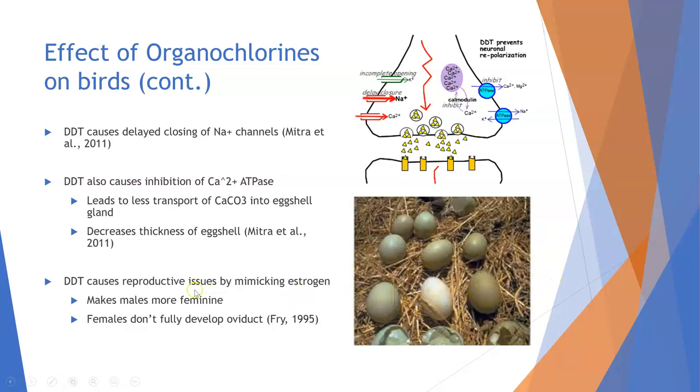And then additionally, DDT can cause reproductive issues because it mimics estrogen. And when it does this, it actually makes the males more feminine. And then the females that it affects don't fully develop their oviduct, which is where the egg actually passes through. That's sort of the birth canal for the egg. And that's obviously going to cause reproductive issues when you can't lay the egg.